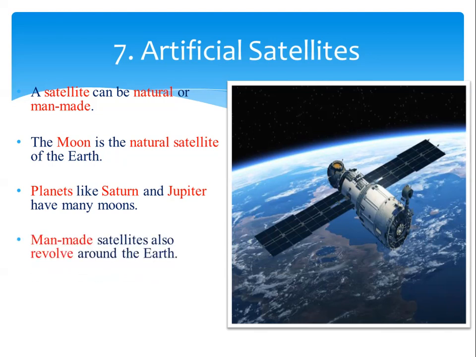Man-made satellites also revolve around the Earth. They are sent into space to give us useful information. Astronauts and scientists collect the information from the man-made satellites. They too revolve around our planet Earth and collect the data and send it to us.